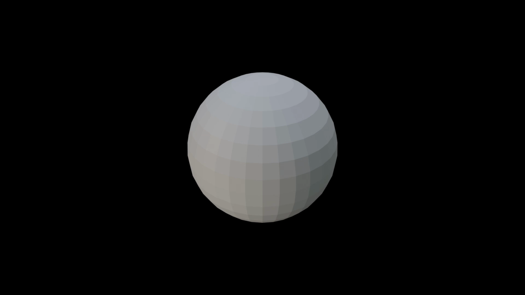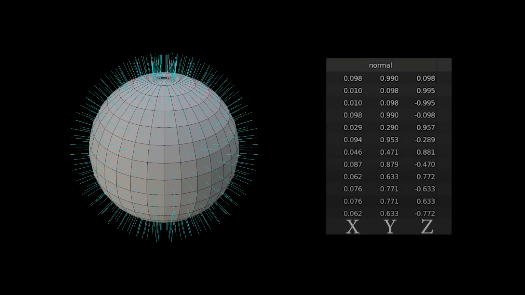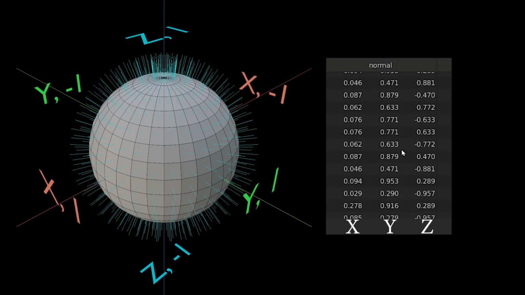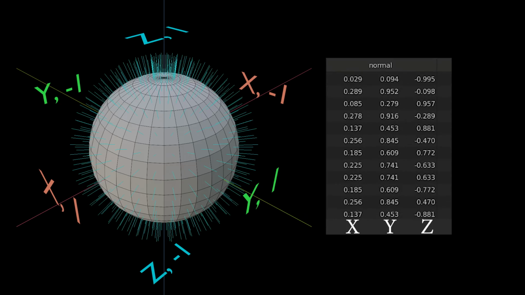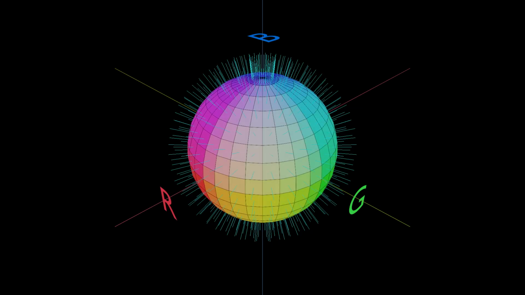Next, let's take the example of a sphere. Here we can also see the normals describing the orientation of each face. However, unlike the cube, the normals are not pointing directly in one direction. But each one of these normals are still mapped to x, y, and z coordinates between -1 and 1. And each of these coordinates are still mapped to an RGB value. However, since the normals don't point directly in one direction, they result in different combinations of red, green, and blue.